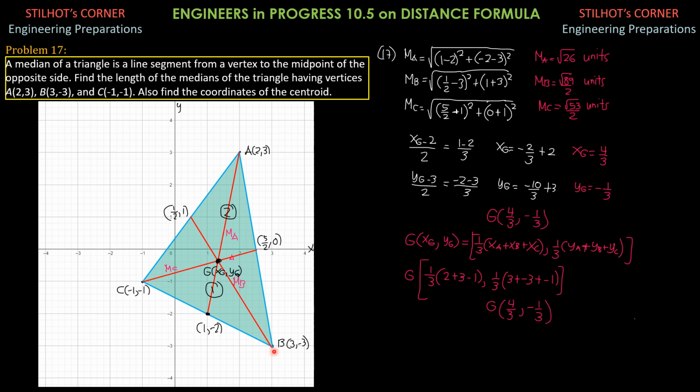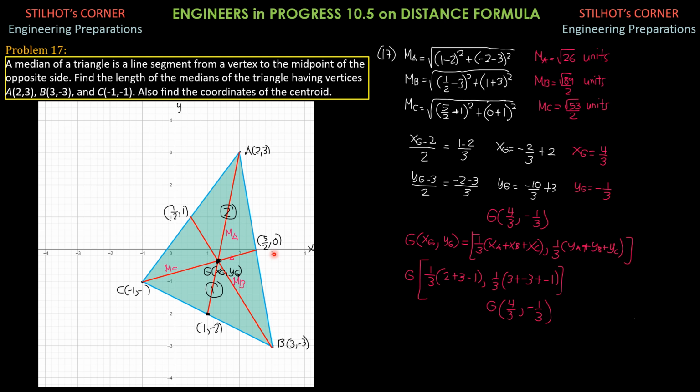For the median through B, it is 1/2 of 2 plus negative 1, so 1/2, and 1/2 of 3 plus negative 1, so it is 1. Then for the median through vertex C, 1/2 of 2 plus 3 is 5/2. Then 1/2 of 3 plus negative 3, 1/2 of 0, is 0.